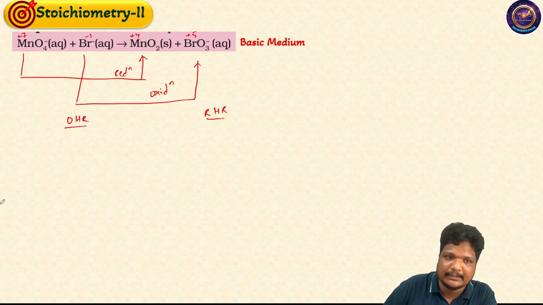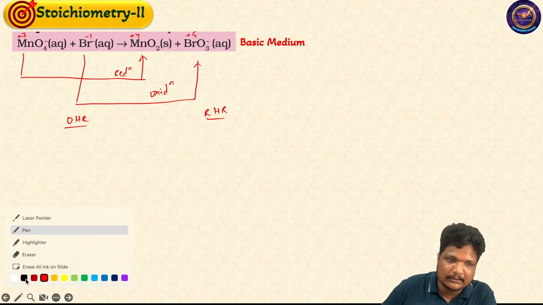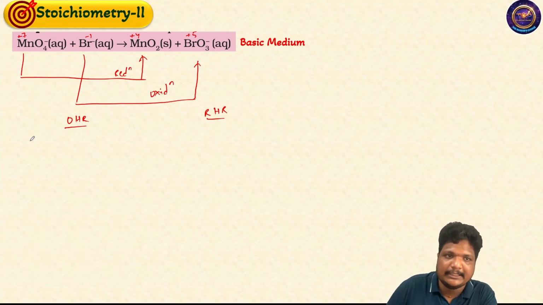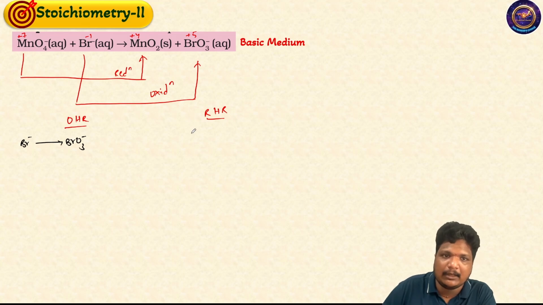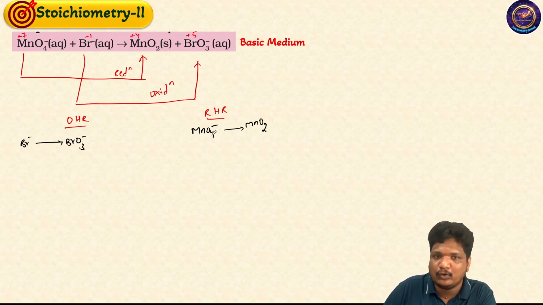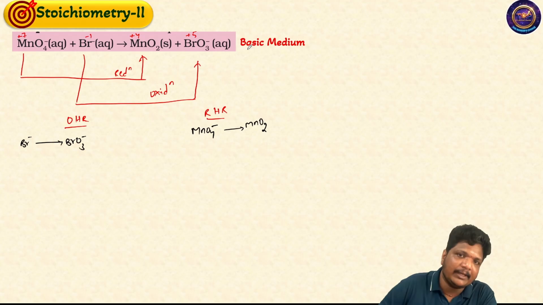Reduction half-reaction and oxidation half-reaction. Let us see the oxidation half-reaction: Br minus gives rise to BrO3 minus. And the reduction half-reaction: MnO4 minus gives rise to MnO2. You have to remember we are balancing the equation in basic medium.